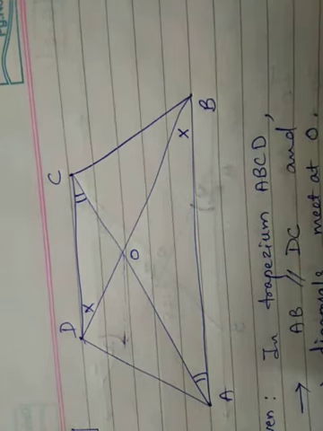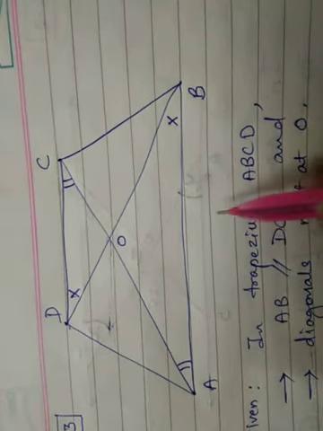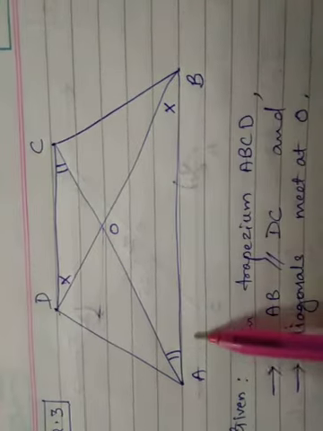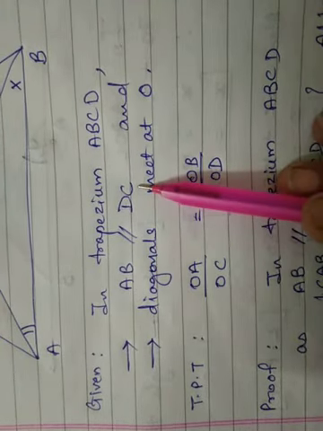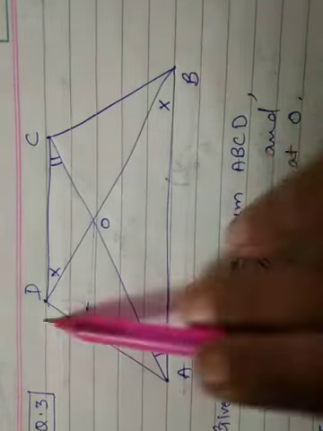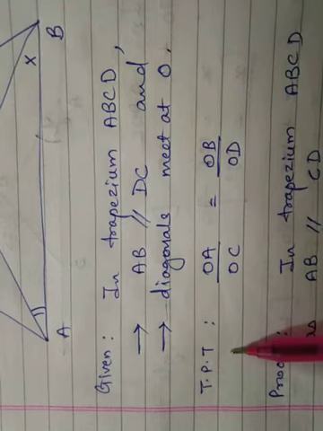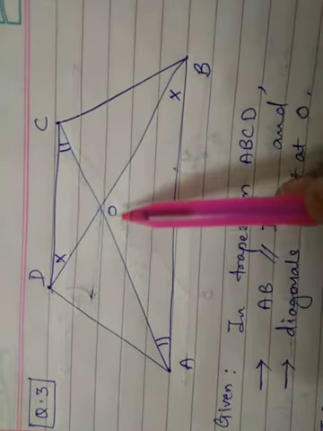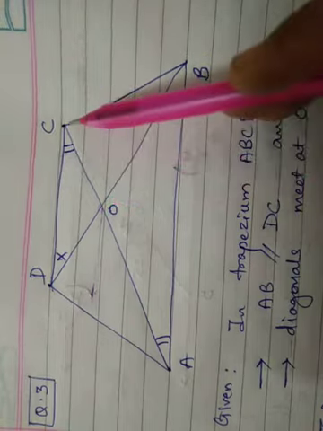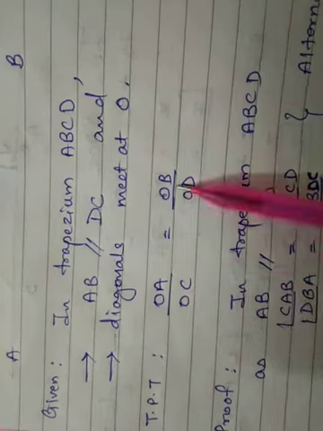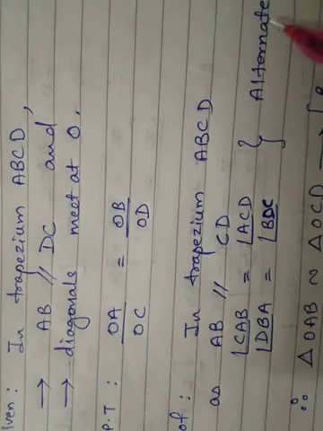Now in this case, how are we going to do it? It is given in the question that in the trapezium, the opposite sides AB and DC are parallel, AB is parallel to DC, and the two diagonals meet each other at the point O, and the question is to prove that OA upon OC is equal to OB upon OD. So this is what I have to prove. Now how am I going to go about it? I take this diagram.